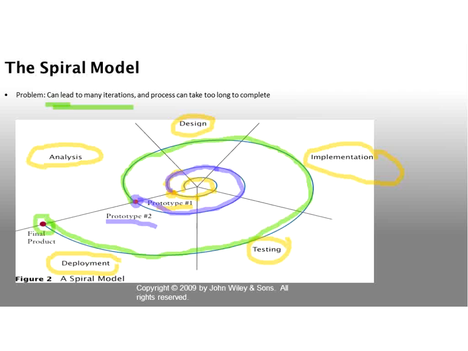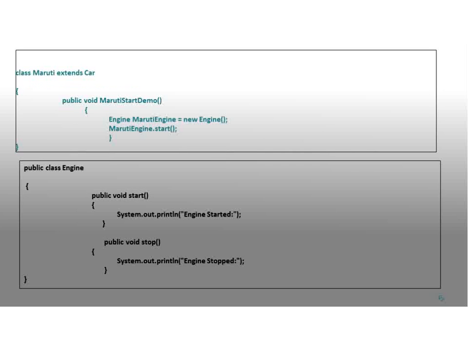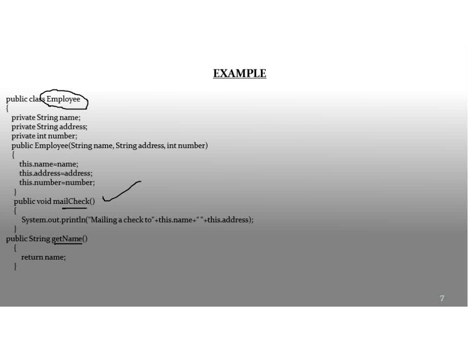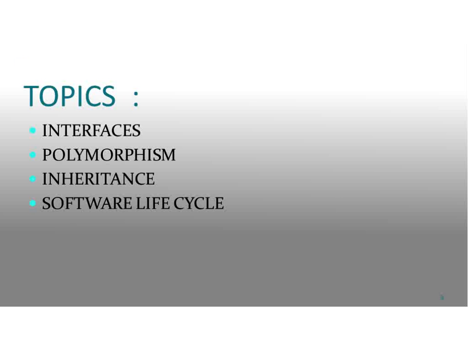If you have a big project, if you have to develop a rigid software, then the number of iterations will be more. So it leads to many iterations, and the process can take too long to complete. So this is a problem with the spiral model, but as you can see, there are many advantages also. So these problems can be neglected. So this was all about interfaces, polymorphism, inheritance, and software lifecycle. If you have any question, you may ask.